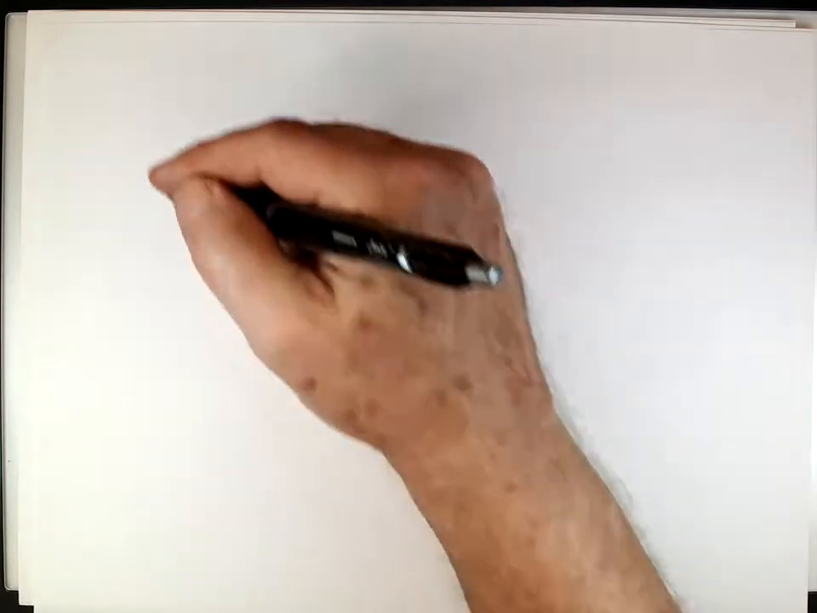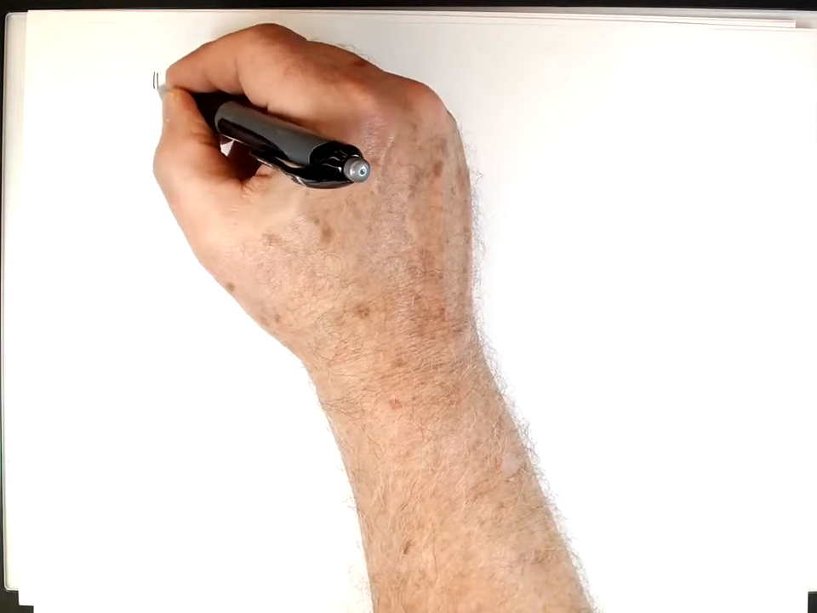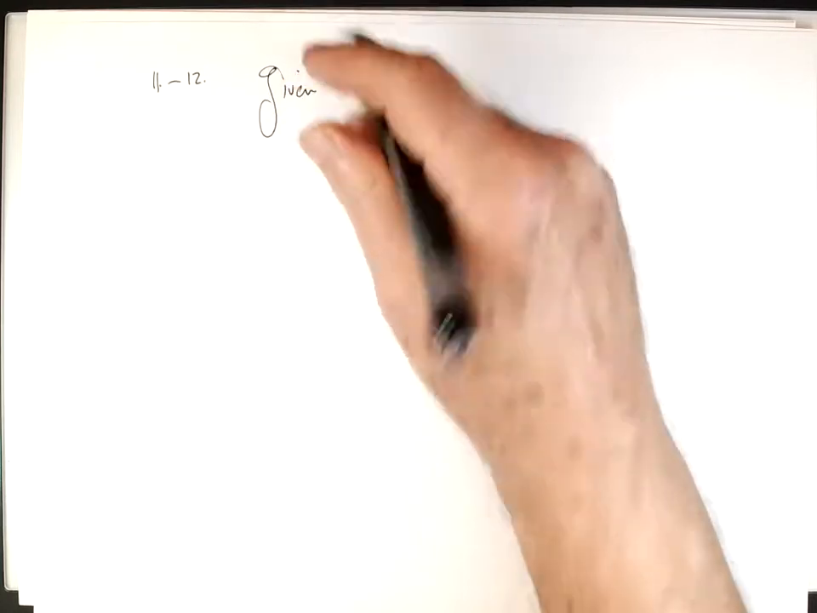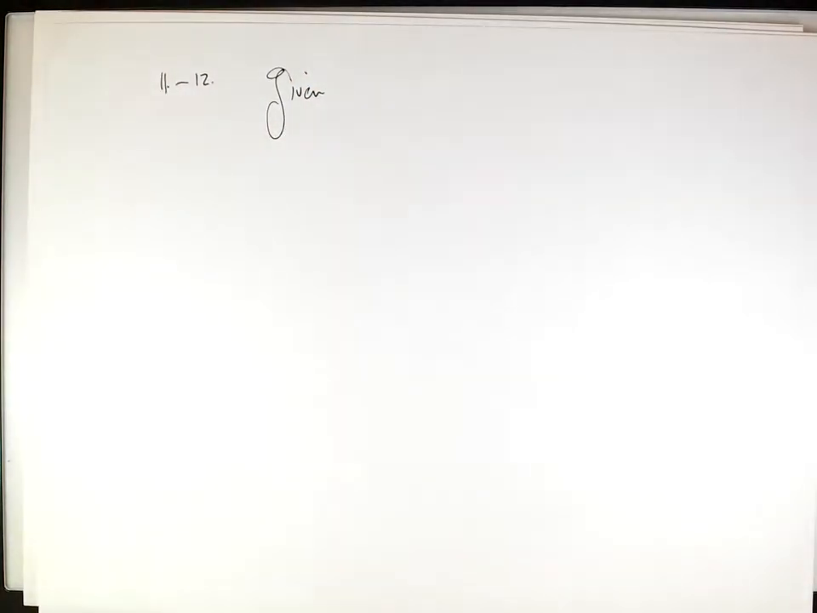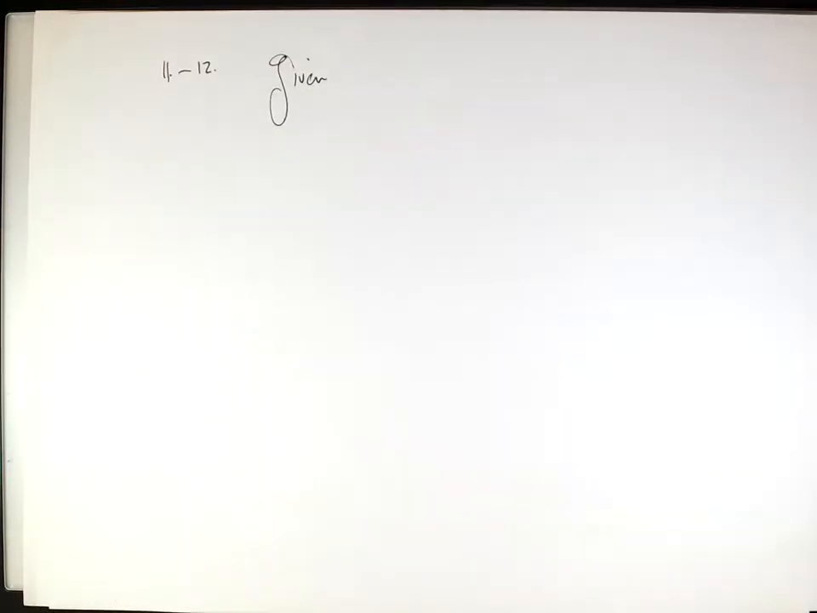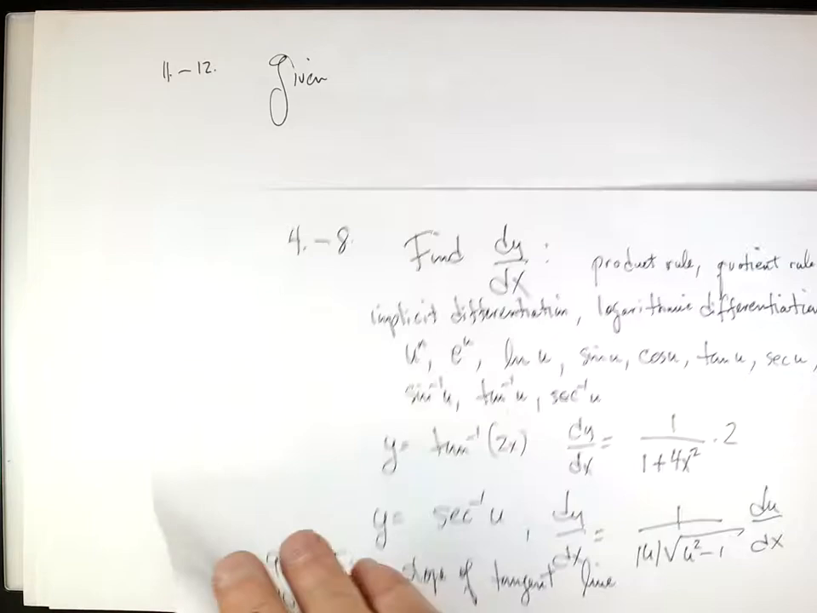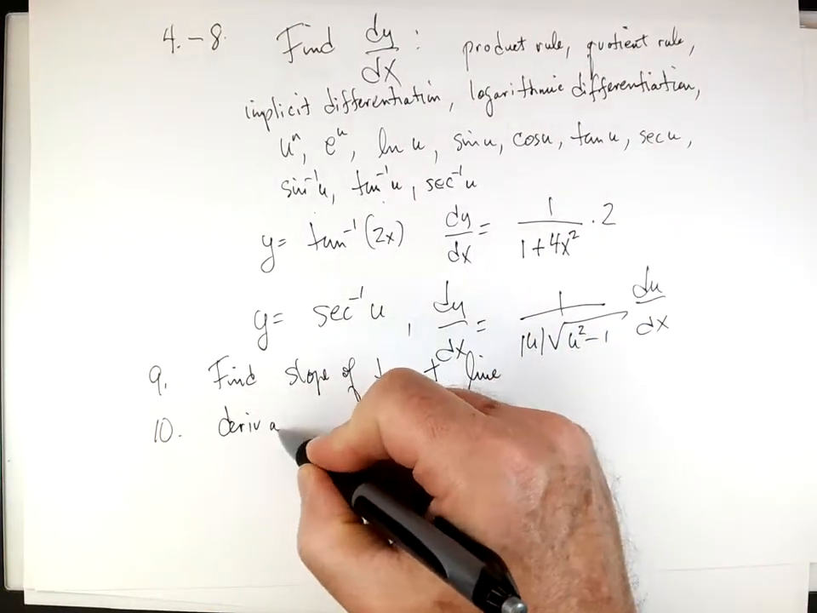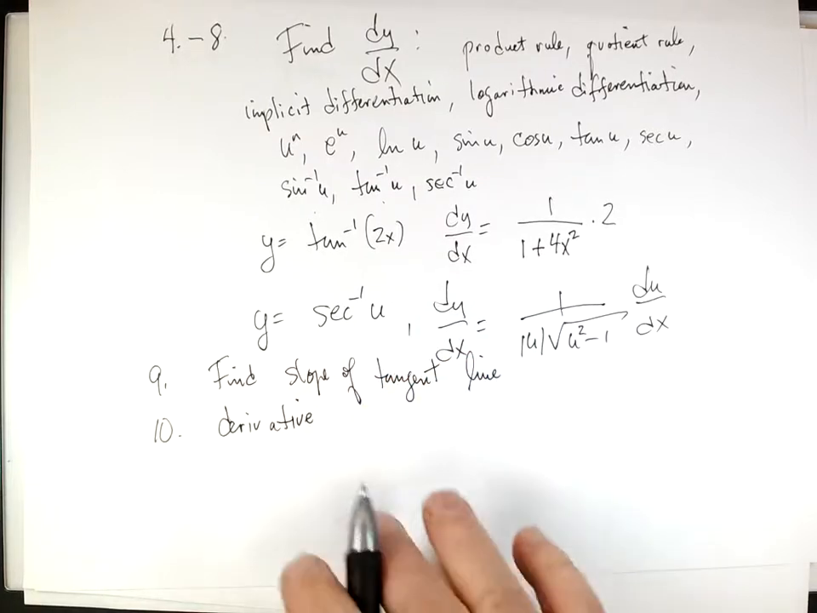Okay, next section is given some function. What about 11 and 10? It's a mystery. 10 is another derivative, there's 9, the slope. 9 and 10 are derivatives. It's a derivative one.